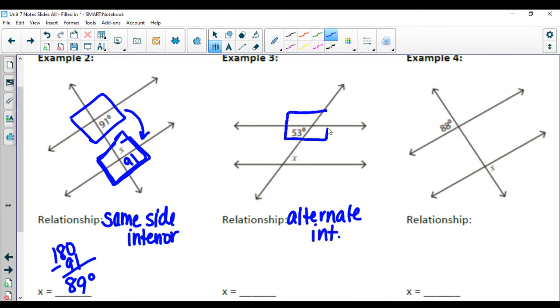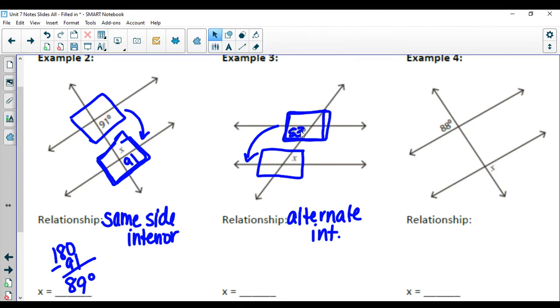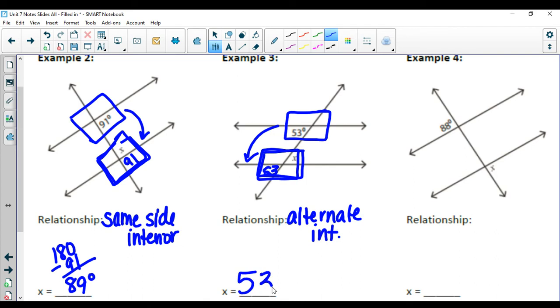Again, we're going to clump right here, and we're going to clump down here. And if I do the angle slide down the transversal, that 53 is what I would call the bottom left when I'm looking at this group. So if I have my 53 here in my clump, and I grab that and slide it on down, that 53 is going to go right there. The 53 and the x are now vertical angles because they're across from each other. So without doing much work, I know vertical angles are equal to each other, so x would also be 53 degrees.